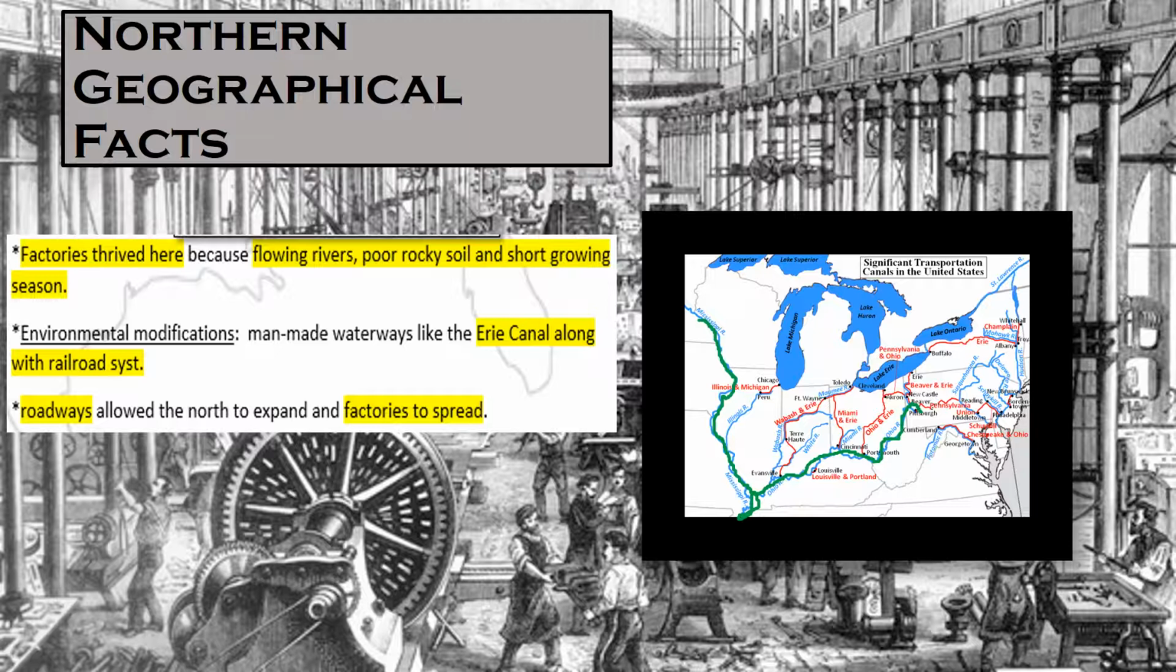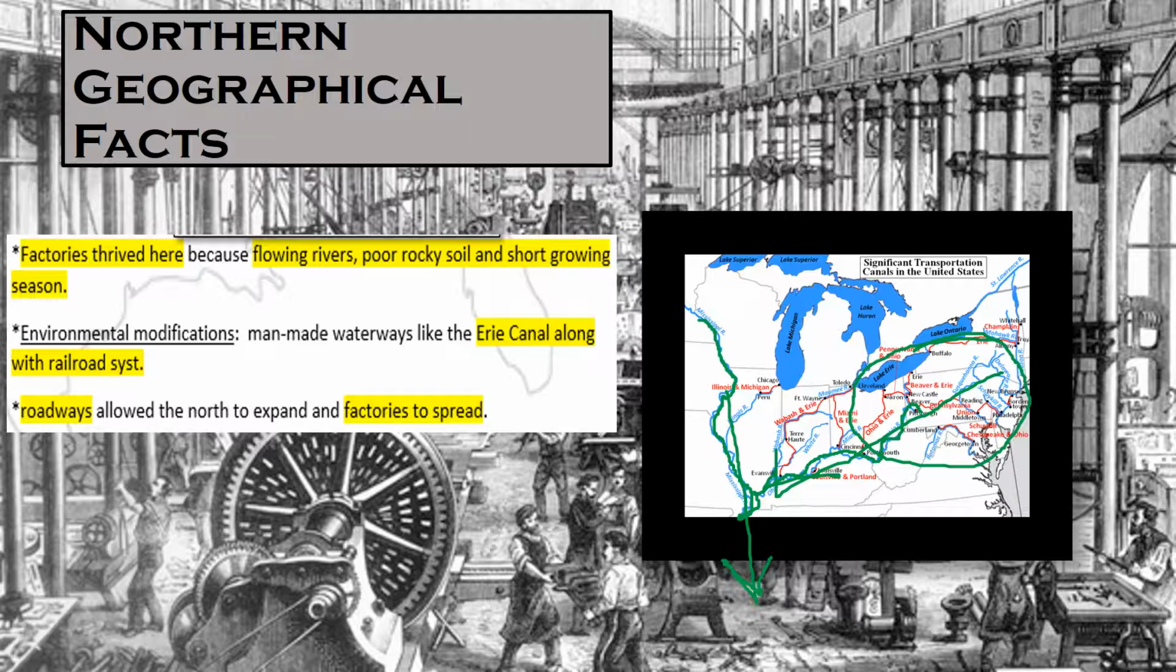Okay, the flowing rivers, plus poor rocky soil, plus the short growing season. This is why factories popped up here. Remember, you can transport goods along a river. And so if you have all these factories popping up over here, they can transport these goods down the river and down this river to the Gulf of Mexico and get them out to South America and so on.